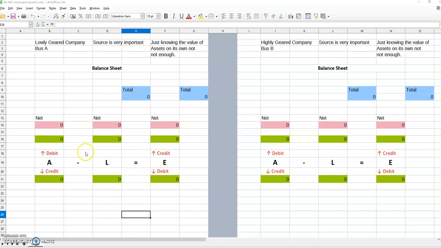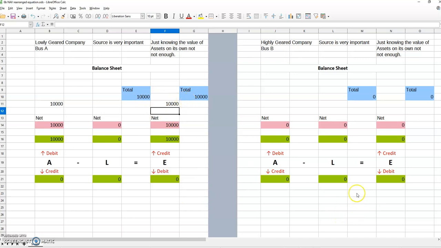Now remember, this first company, business A, was the lowly geared company, which means that there was very little, or in fact, in my example, there was no debt. So let's say the owner puts 10,000 into the business. Where did that come from? That came from the owner. And you can see there that the books are balanced.